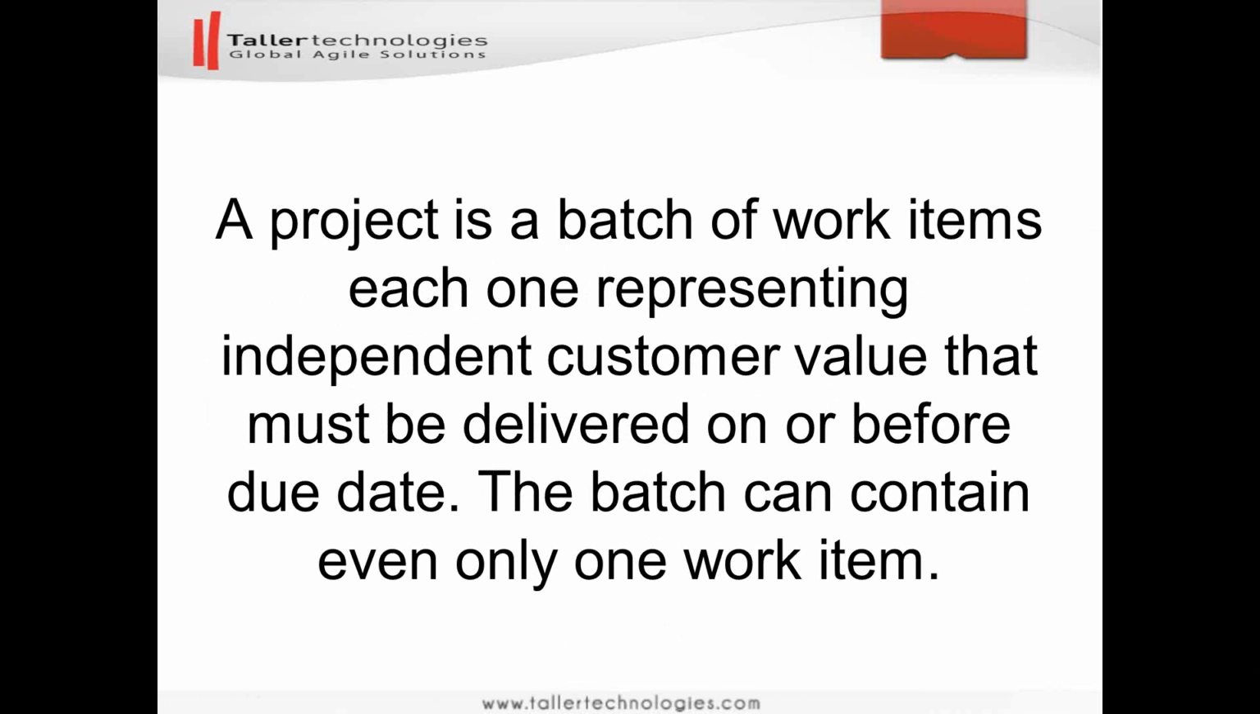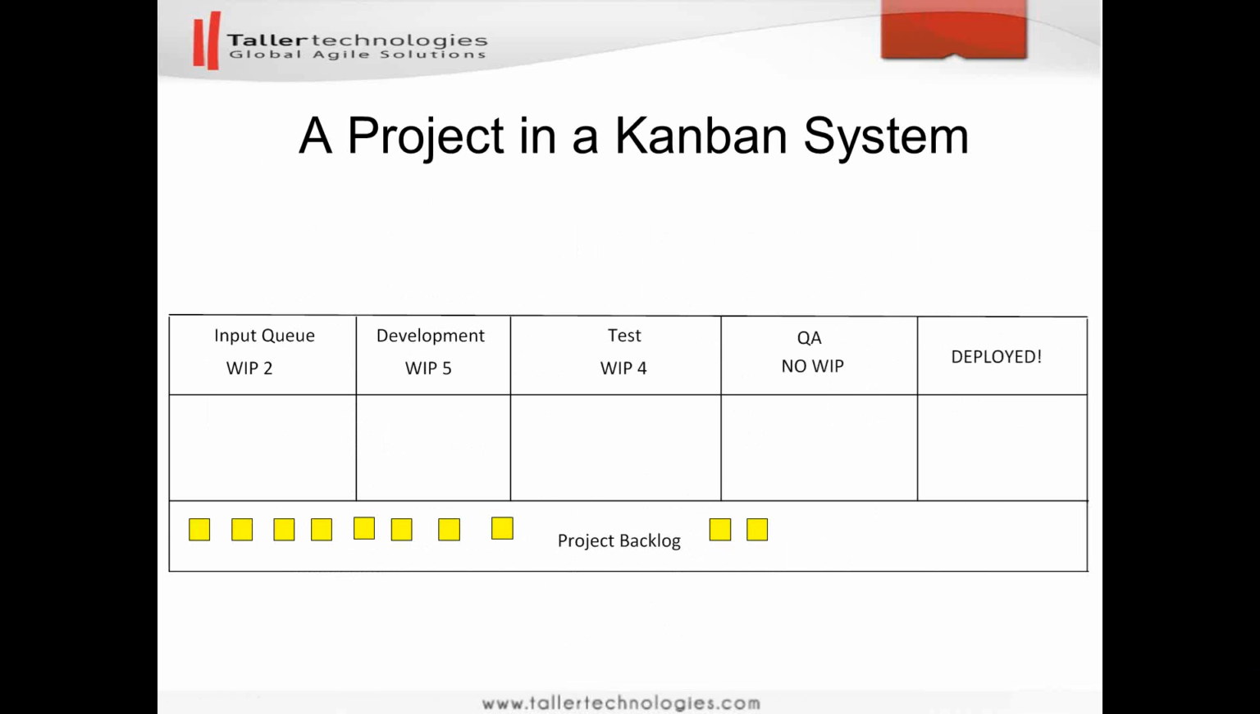Here is an animation of how a batch of work items, or a project, flows through a Kanban board. Initially, all work items are in the backlog, and then they flow through the board and end up in the deployed or completed column.